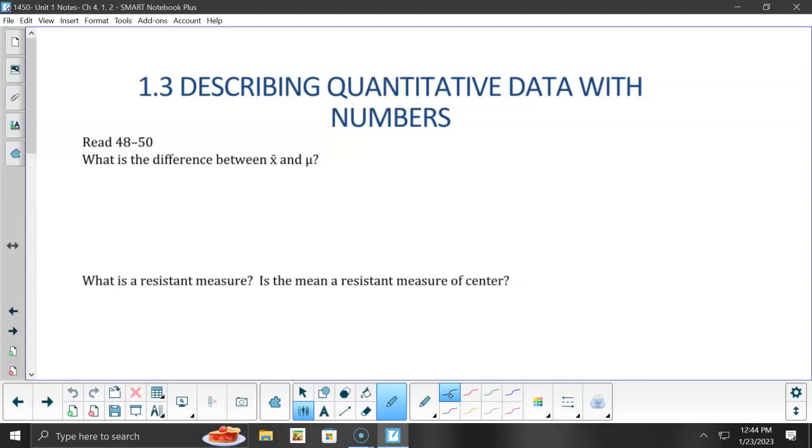All right, so when we talk about the difference between mu and x bar, first of all, this is mu. It's better than physics, though. Mu is basically the average for the population.